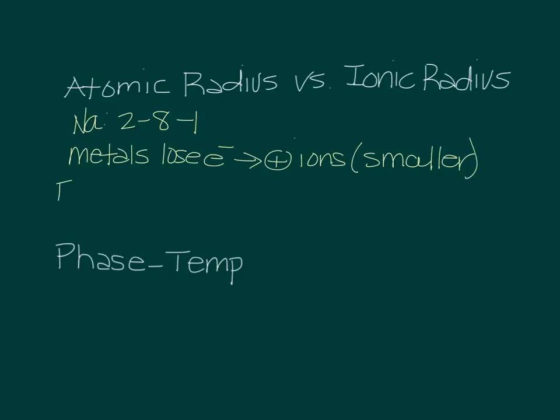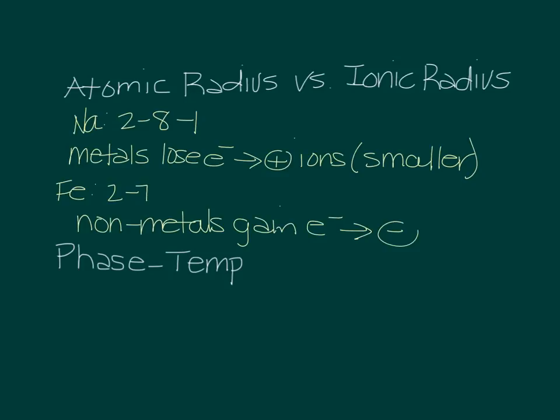Let's look at fluorine now. Fluorine is 2,7. Is it easier to give up 7 or gain 1? Well, it's easier to gain 1. So, nonmetals gain electrons and they form negative ions. So when they gain electrons, they are bigger.